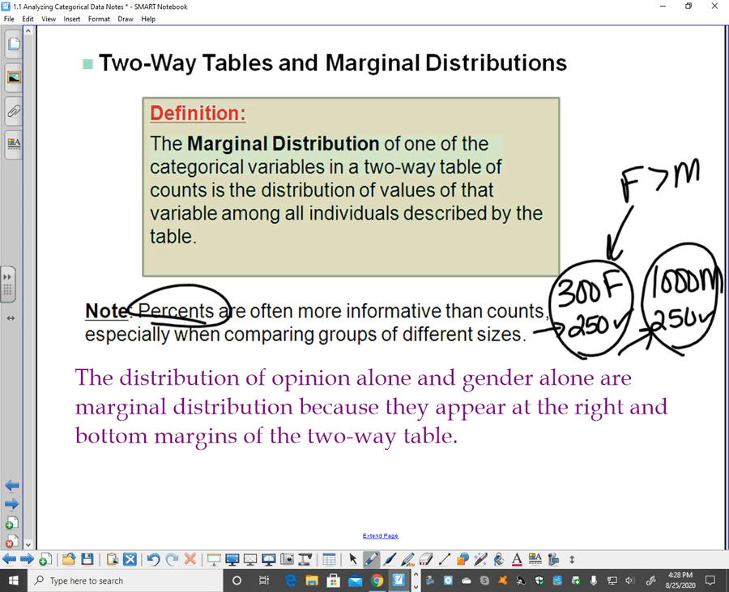The distribution of opinion alone and gender alone are marginal distributions because they appear at the right hand and bottom margins of the two-way table. All right, I feel like we've talked over this again and again, so if it's still not clicking, pause it, go back, listen to all that again, because that's really, really important.